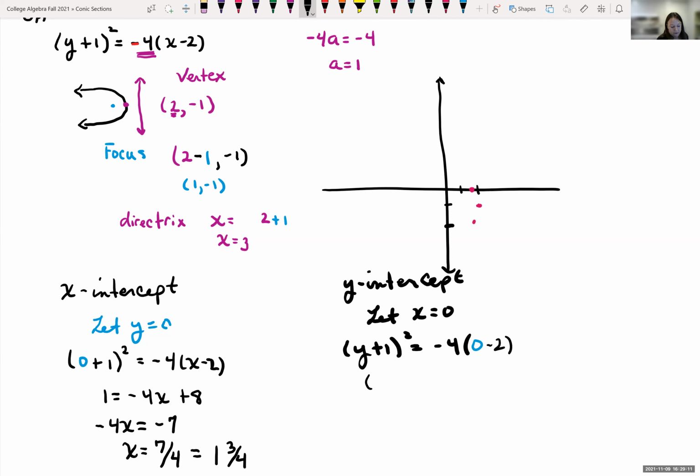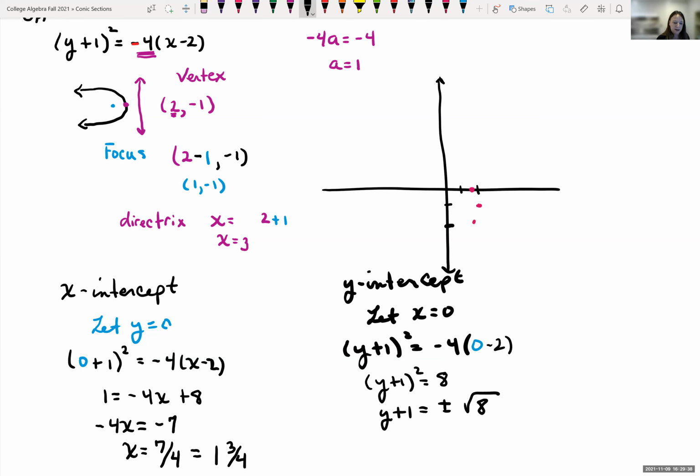And so we have y plus 1 quantity squared is equal to, well, -4 times -2 is 8. I could expand out this y plus 1 times y plus 1, but instead, let's use our square root method. It's already in that form that we can just take the square root of both sides. And so if we take the square root of both sides, we get y plus 1 is equal to plus or minus the square root of 8.